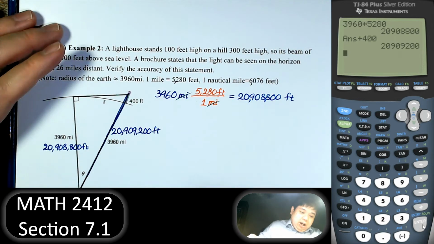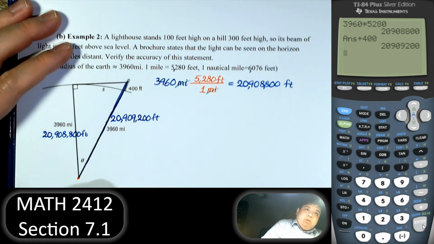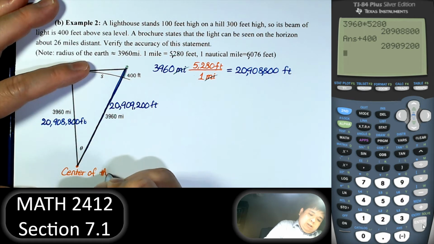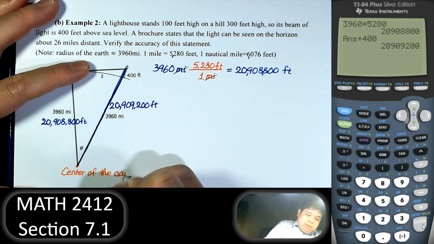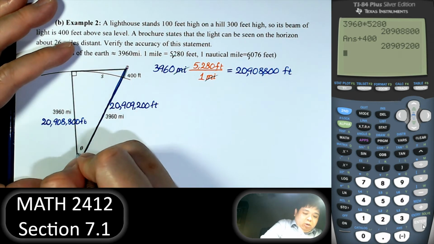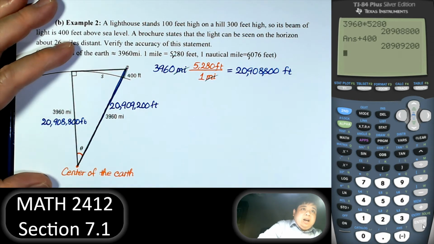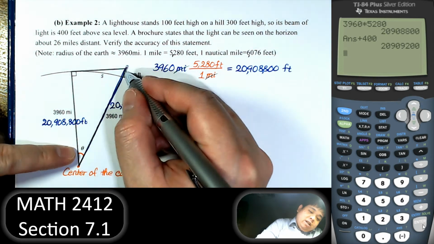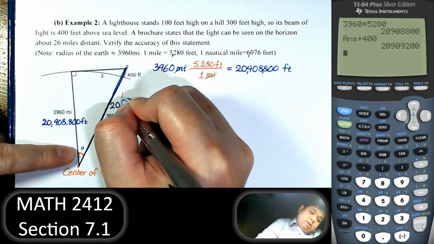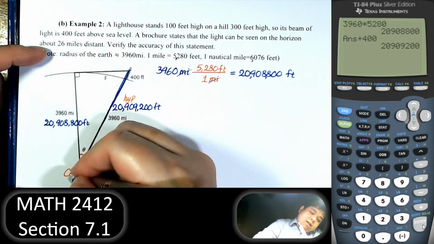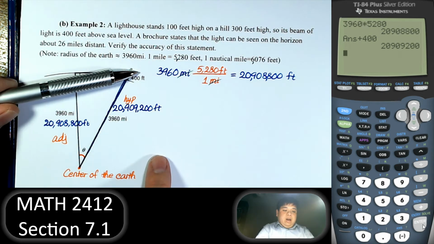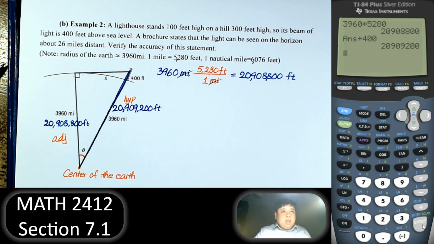So we need to find the center. By the way, from that sketch, this will be the center of the Earth. And with respect to that, we call the angle theta. So with respect to angle theta, this is going to be the hypotenuse, and this is adjacent to that angle. That would be opposite. Right.